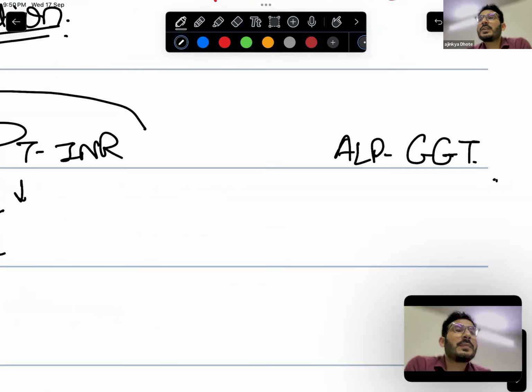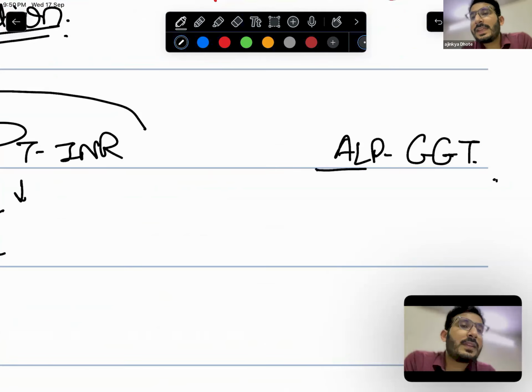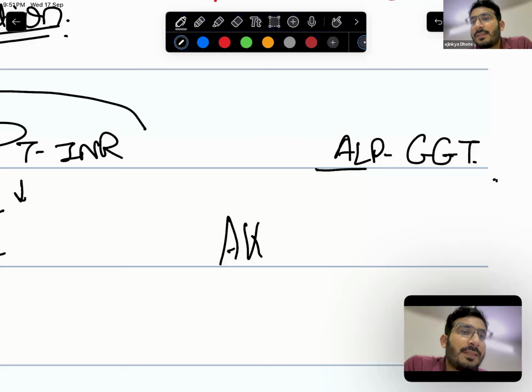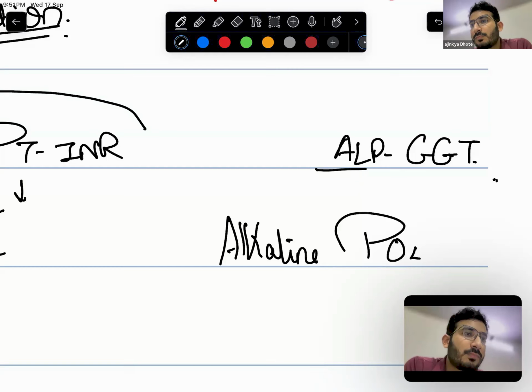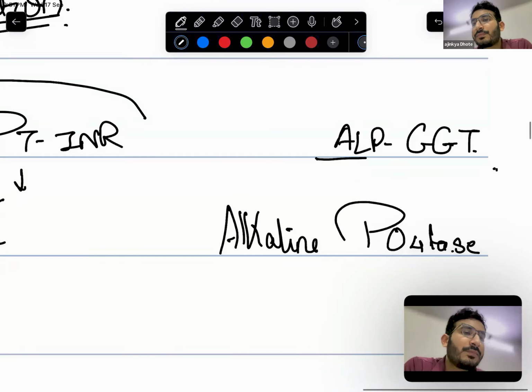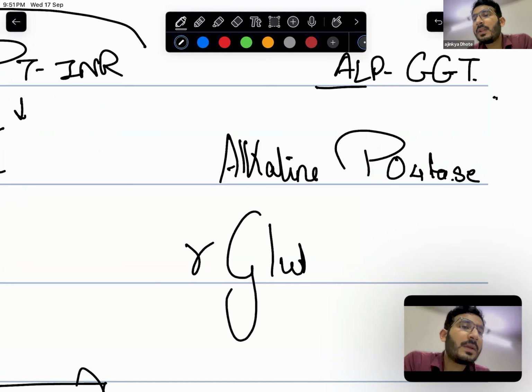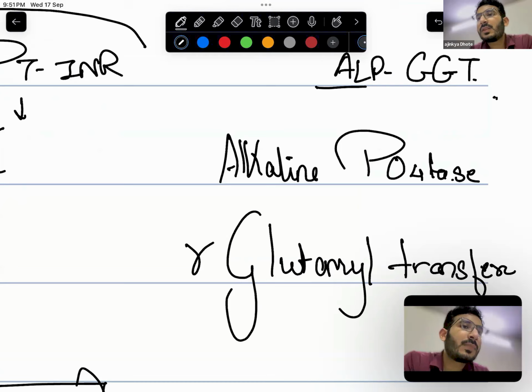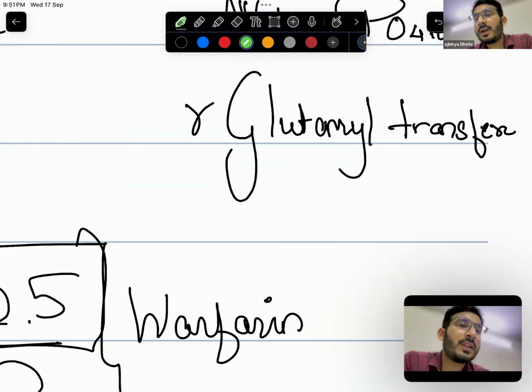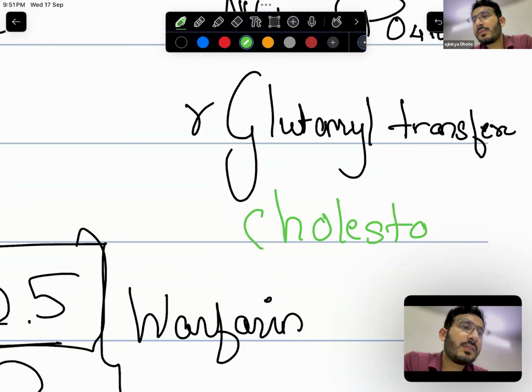Coming to the next parameter, that is your ALP. ALP stands for alkaline phosphatase. And GGT stands for gamma glutamyl transferase. Both of them are your markers of cholestasis. Now, what is the difference between them?